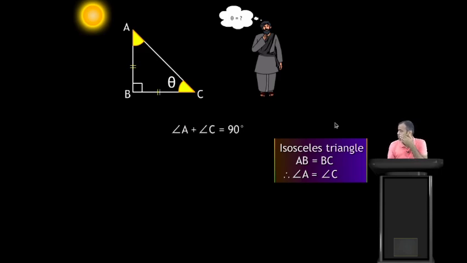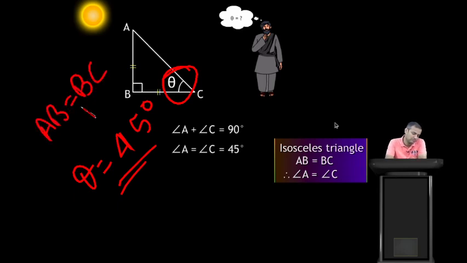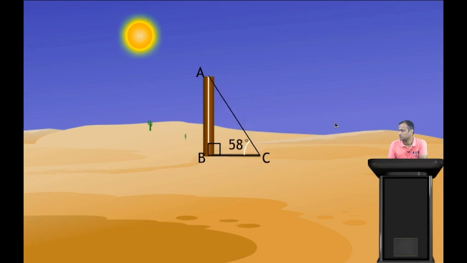And also angle A plus C should equal 90 degrees, because the third angle is 90, and angle A equals C, which is 45 degrees. So that's how we can find the value of theta, which is 45 degrees. For this value of theta, a right angle triangle should be an isosceles triangle. In this triangle AB equals BC. So at angle theta, AB equals BC.